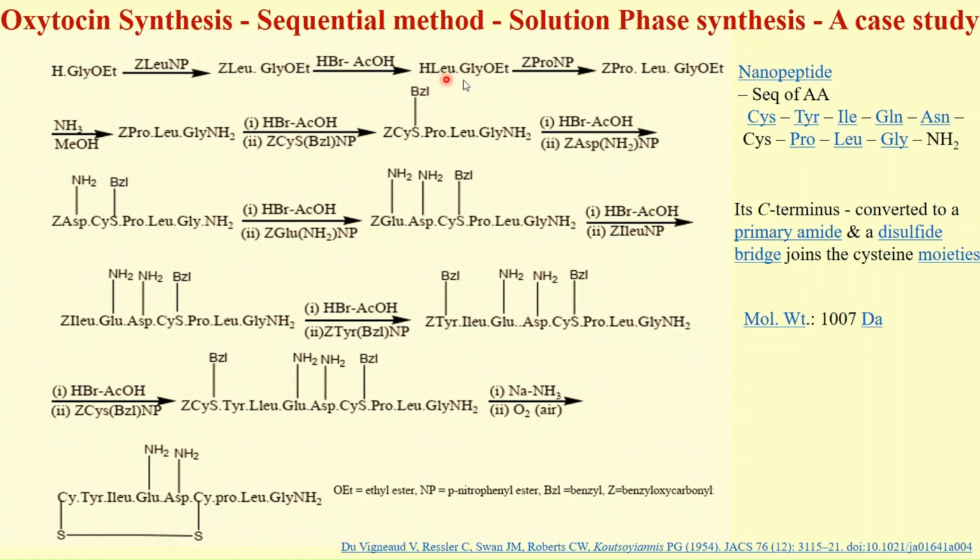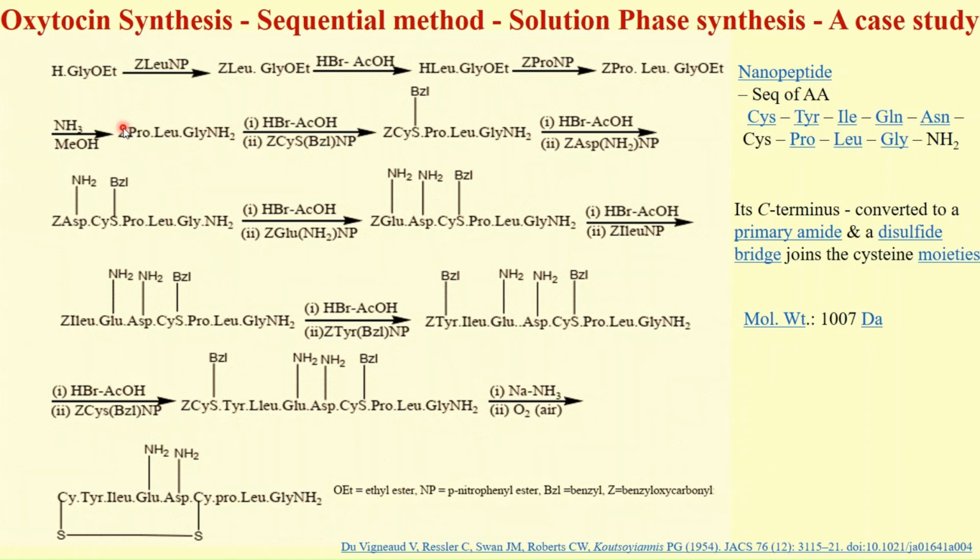The deprotected leucyl glycine is treated with N-protected proline, which reacts with this to give rise to prolyl leucyl glycine ester. And we know that glycine is present in this as glycine amide. That's why this glycine ester is converted into amide by treating with ammonia and methanol, where the ester group is replaced by the corresponding amine group to give glycinamide.